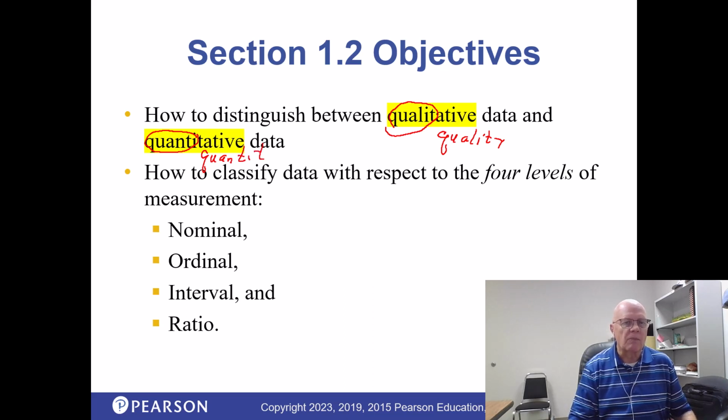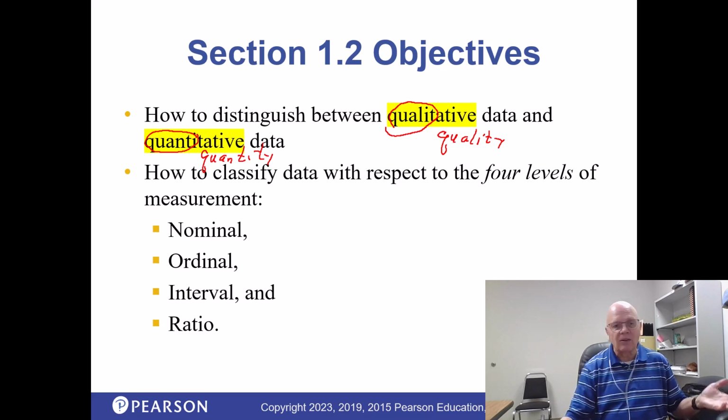We'll also talk about the 4 levels of measurement: nominal, ordinal, interval, and ratio. So I don't know how you're going to remember this order, but this is very important. N-O-I-R. It's not alphabetical, and that's not exactly a word, but it's a good thing to remember.